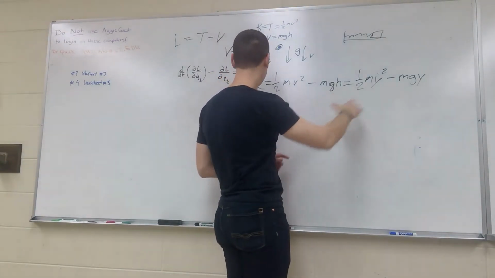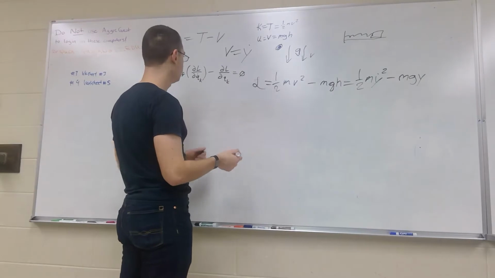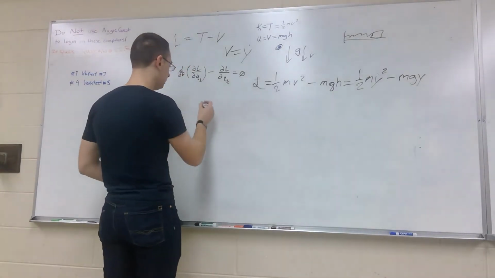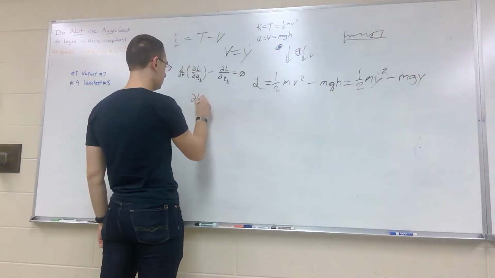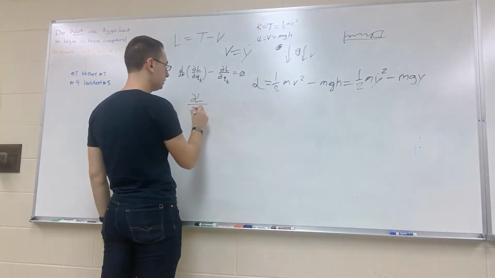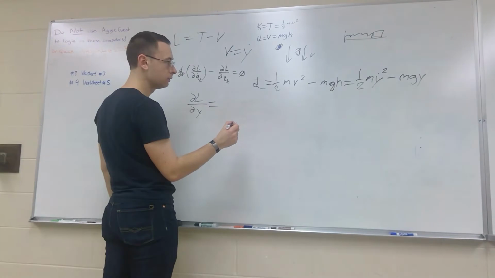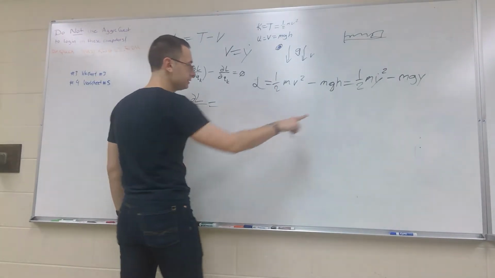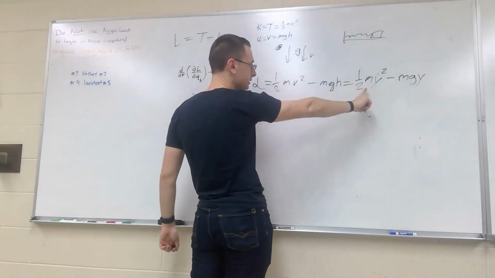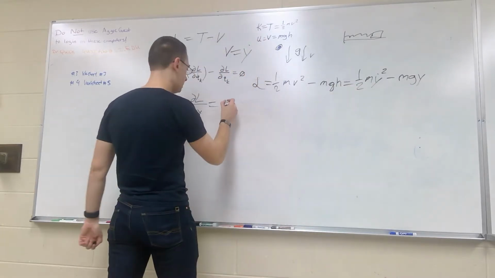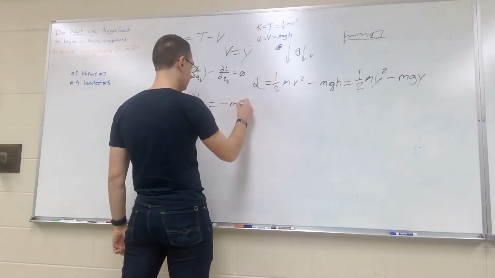So this is what we're looking at. First, we're going to find this part with respect to y. That's going to equal, so this part is going to cancel out. That's all a constant for that. So this is going to be minus mg.